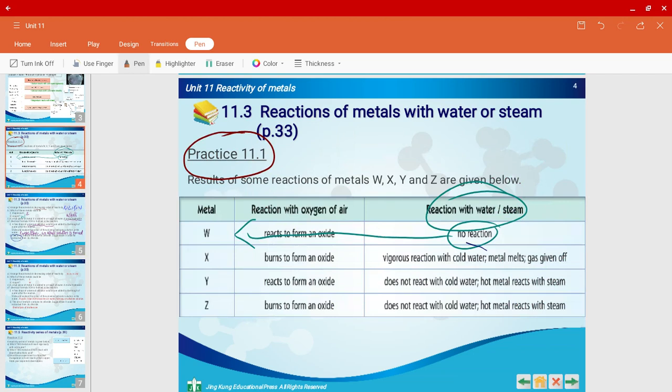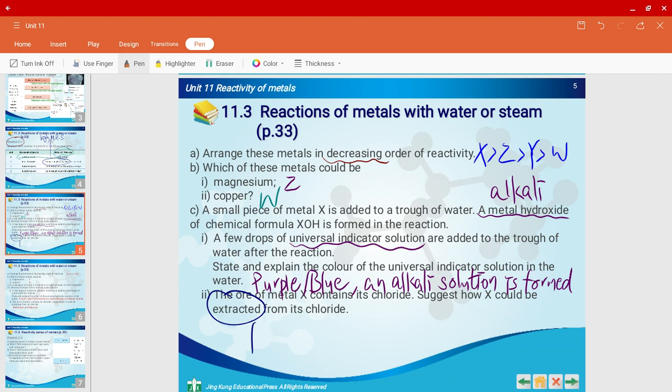Metal X is able to have a vigorous reaction with cold water. Now, this is a huge hint that it is high up the metal reactivity series. I'm just going to write M.R.S. Okay, metal reactivity series. So for those metals that are high up the metal reactivity series, such as potassium, sodium, how are they extracted from their ore? Yes, it's by the process of electrolysis.